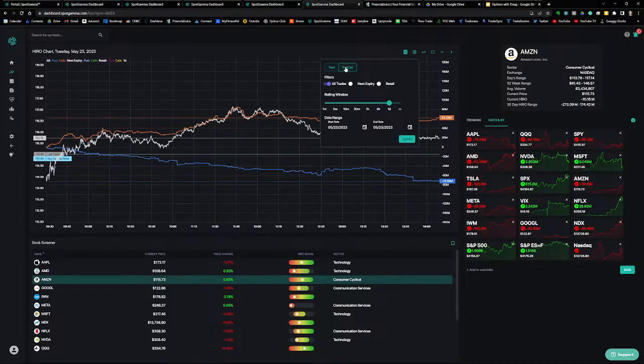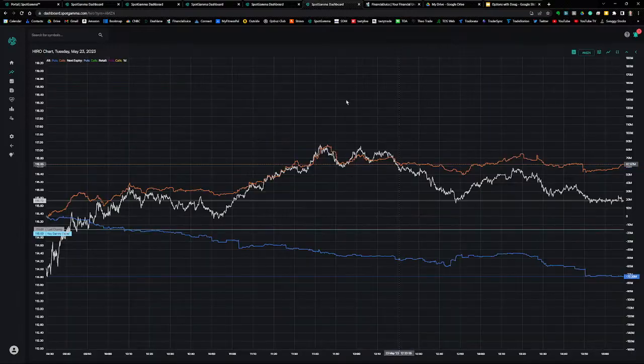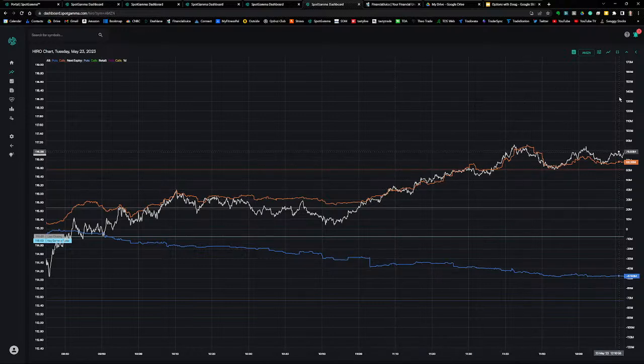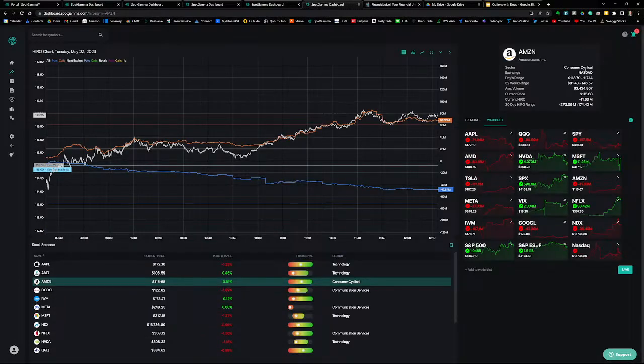Separate out puts and calls. I'm going to zoom in on this. So up until about noon, traders were buying calls, shown by the rising orange line, and they were also buying puts. Call buyers were winning, and that helped to drive price higher. When traders buy calls, market makers sell calls, and they have to buy stock to hedge their delta exposure, and that can drive a price higher. So that's Amazon, and the next one is Meta.